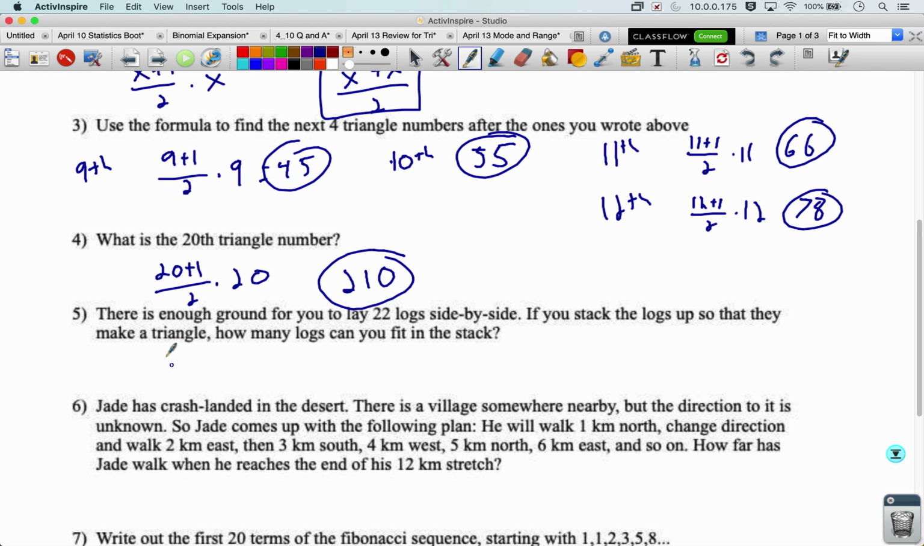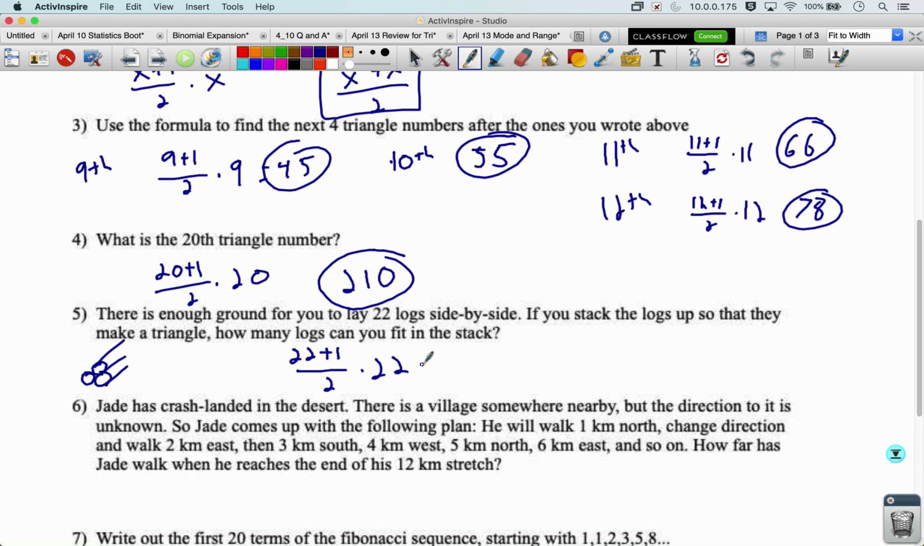All right. So there's enough ground for you to lay 22 logs side by side. If you stack the logs up so that you make a triangle, how many logs can you fit in the stack? So this is what we're dealing with. We've got our logs lying on their side, and the face of those logs is going to make a pyramid. Well, the stack 22 logs wide would also be 22 logs tall. So we can just find our 22nd triangle number to answer this. So just do (22 plus 1) divided by 2 times 22.